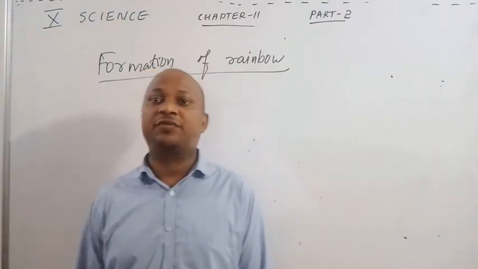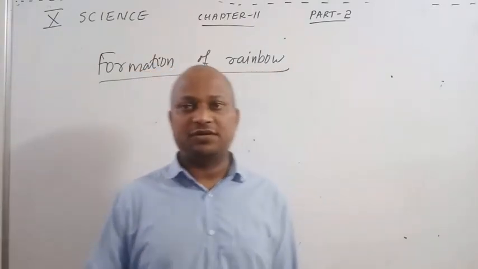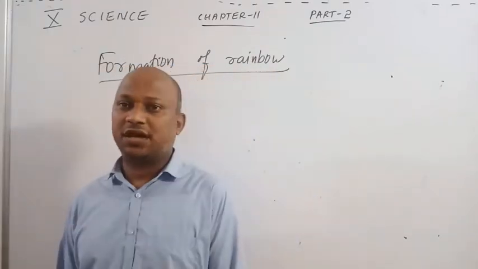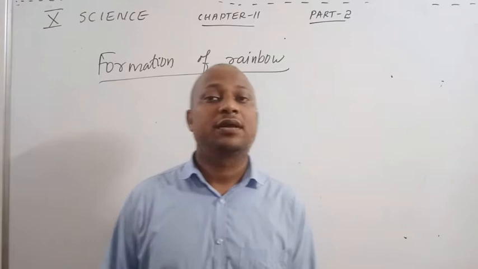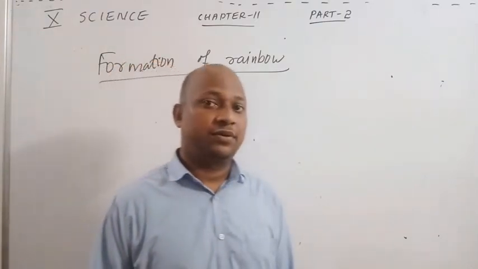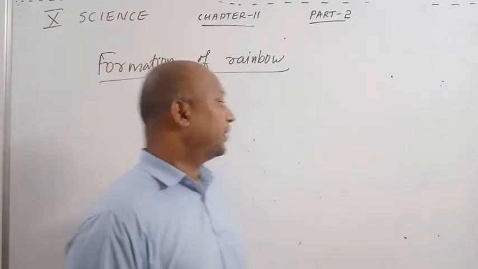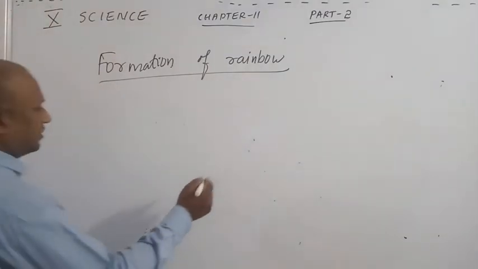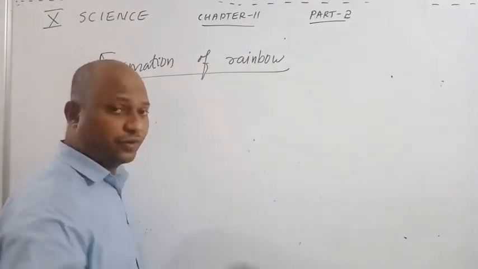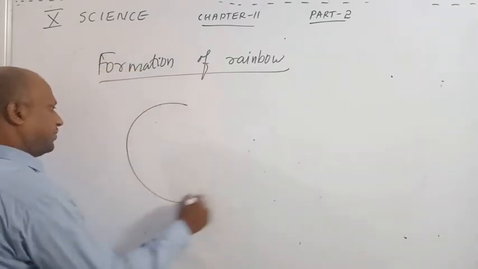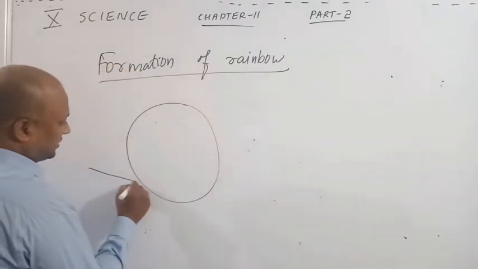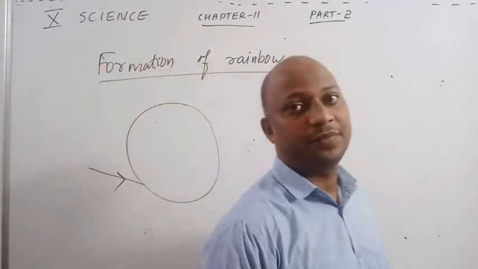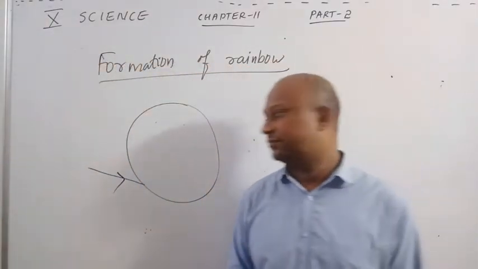So 3 processes you have to explain properly, and after total reflection, it again disperses as it comes out of the water drop. Okay, so let's go for the secondary rainbow, but it is not for the examination point of view, only for your knowledge. Secondary rainbow is when a ray of light is incident at the lower part of the water drop.